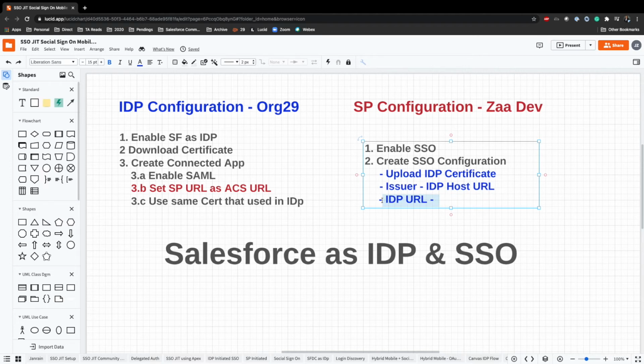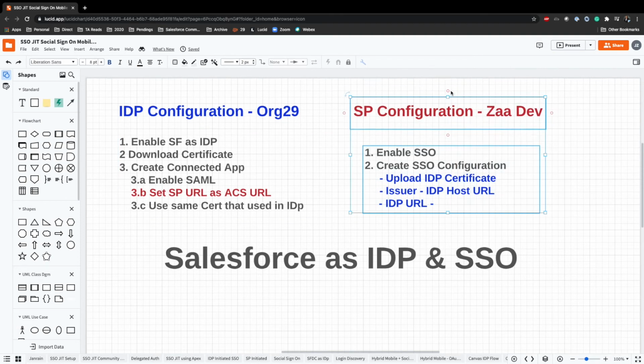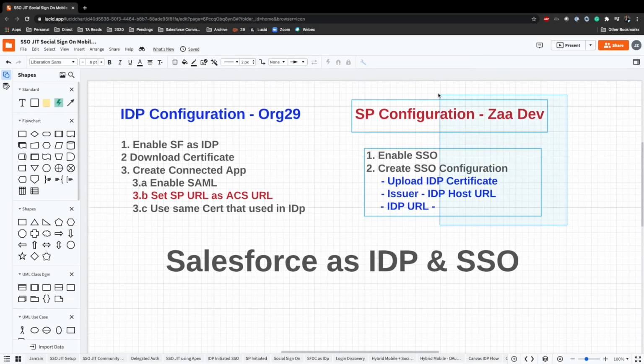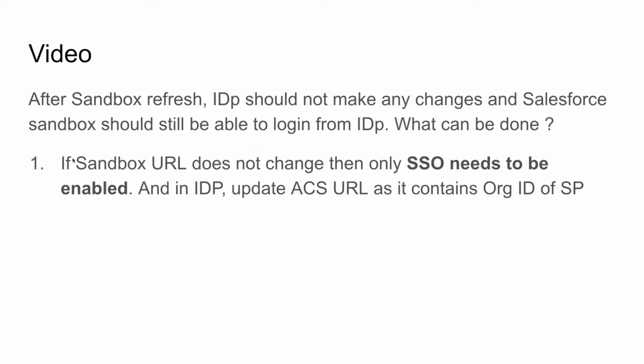Now the thing is, when the service provider, let's say production, already has SSO enabled, that SSO setting gets copied, and we literally have to do nothing. Once the sandbox gets refreshed, all you have to do is go back and enable single sign-on, and this information would come from production. However, the question is, do we need to make any modifications in the identity provider itself? If the sandbox URL does not change, then only SSO needs to be enabled.